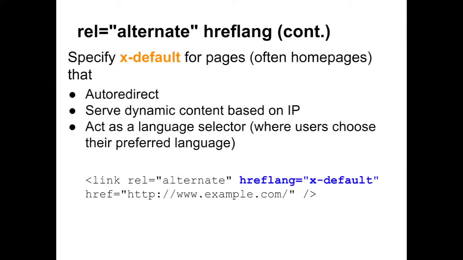If you have a URL that doesn't consistently serve content in one language, perhaps it redirects to different language pages based on the user's IP, or it dynamically serves different language content on the same page, or it's a page which only asks the user to select their preferred homepage, then your hreflang value can be x-default. X-default signals to search engines that the URL's language is broad rather than specific.